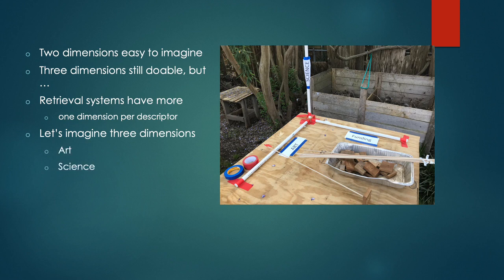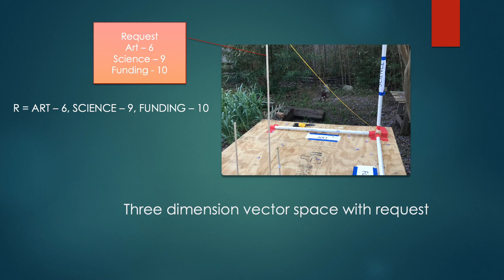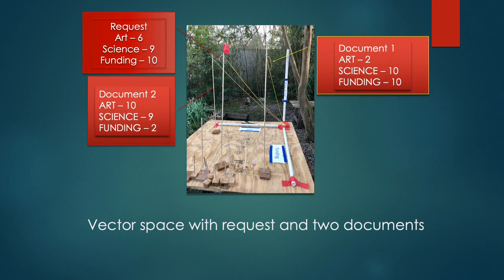So we're going to have art, we're going to have science, and we're going to add to that funding. We're going to have the request be art 6, science 9, funding 10. It'll be a 3-dimensional vector space model with request. Like this. The request has the little red flag on the top, and the documents are poles sticking up without requests, and the string is tied to each one at approximately the point up the pole that they would have to be to represent 6, 9, and 10.